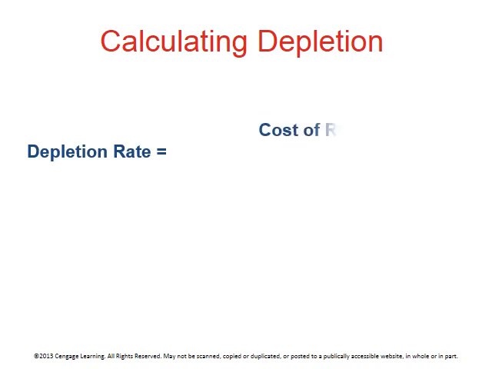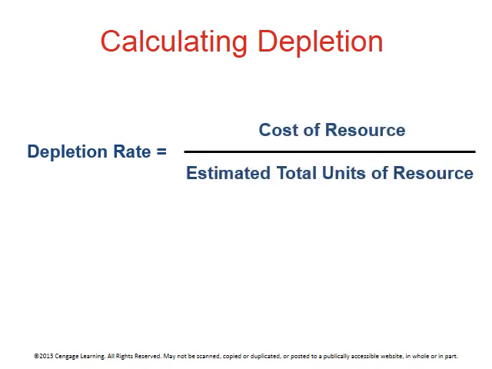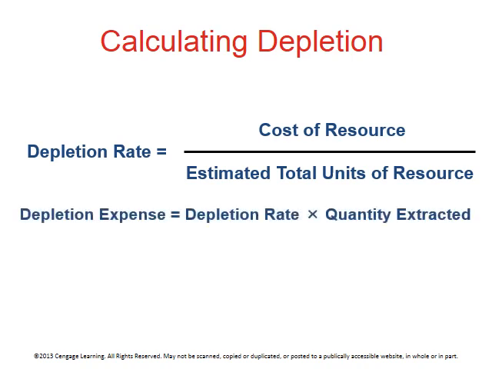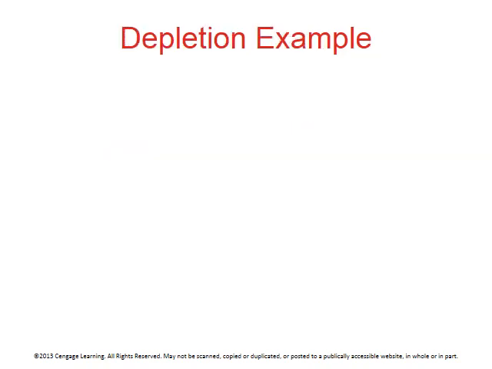So to calculate depletion, first we have to calculate the depletion rate. So the depletion rate is the cost of the resource over the estimated total units we think we're going to get from the resource. And then we take that depletion rate, multiply it by the quantity extracted, and we come up with our depletion.